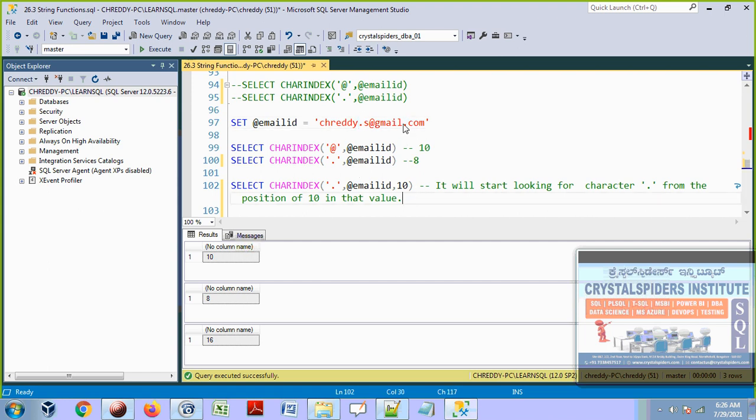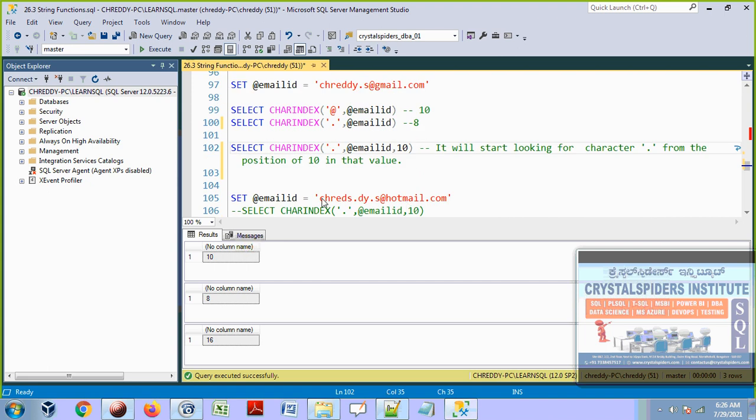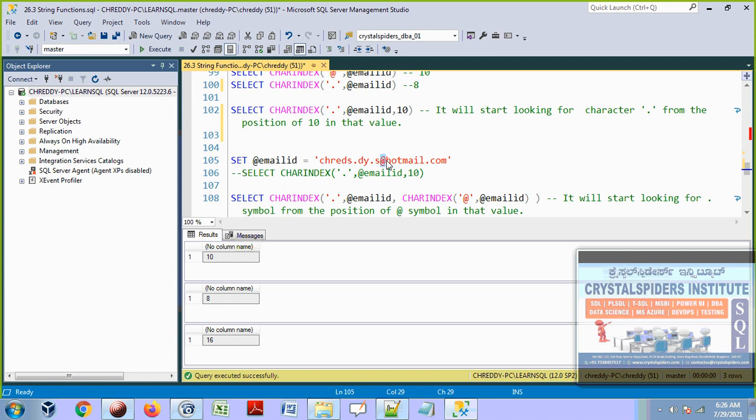Guys, see this. Now I am displaying the dot which comes after the @ symbol. The position of the @ symbol is 10 now, so I mentioned 10 directly here, and I want to see the dot after 10. But this is not the right way to define it, because this 10 is not fixed all the time. If you change your email ID, the position of the @ symbol may change, right? So let's see, this is my another email ID. If you still use this 10, it will not work, because the position of the @ symbol is different now.